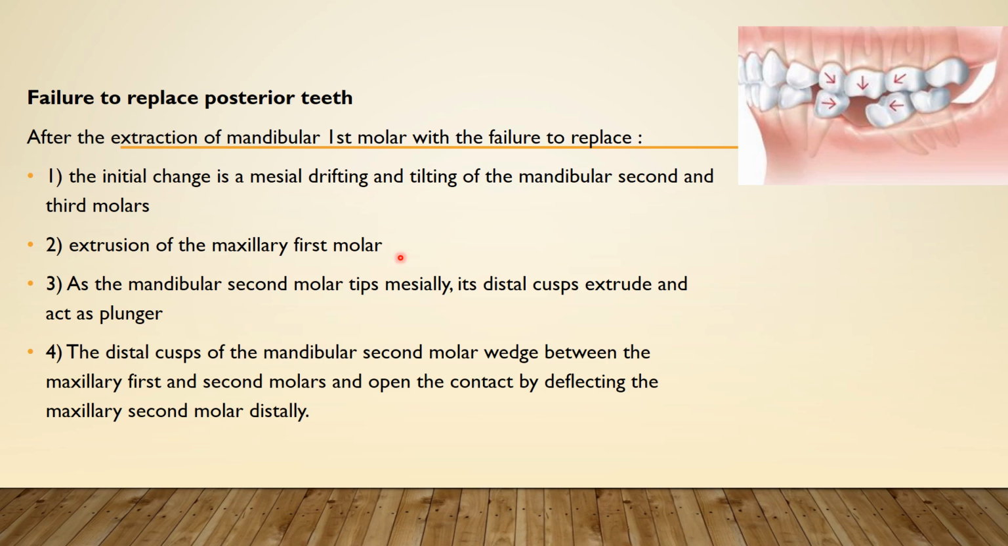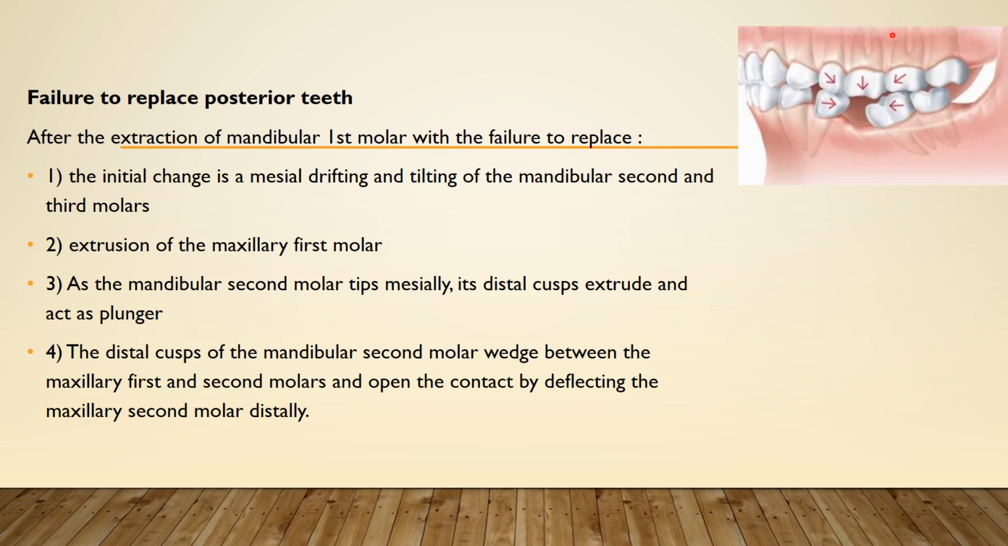As the mandibular second molar tips mesially, its distal cusp extrudes and acts as a plunger cusp for food impaction. The distal cusp of the mandibular second molar wedges between the maxillary first and second molars and opens the contact by deflecting the maxillary second molar distally.